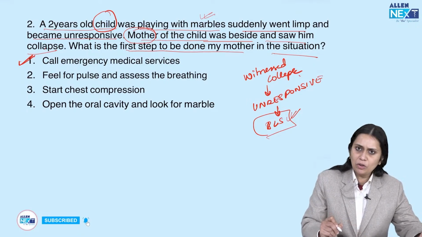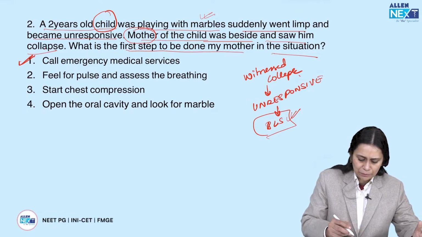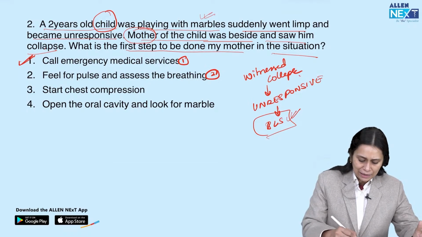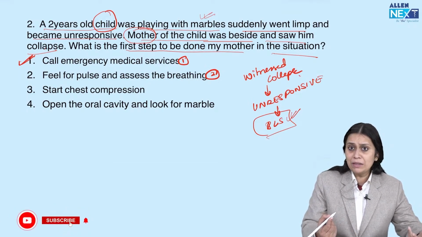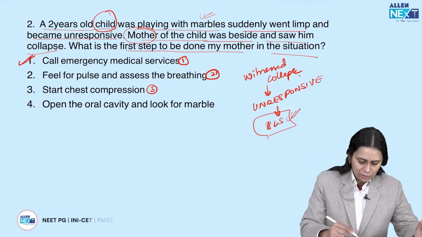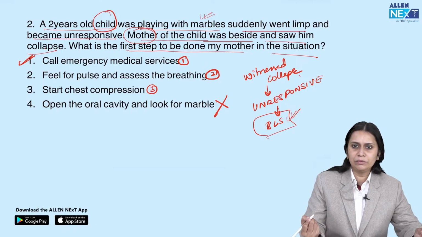First she will call for help. Once she has called for help, then she will feel for the pulse and assess the breathing. So this should be the second step. And in case there is no pulse and no breathing, then this should be the third step. Opening the oral cavity and looking for the marble is not a step. We never do it.